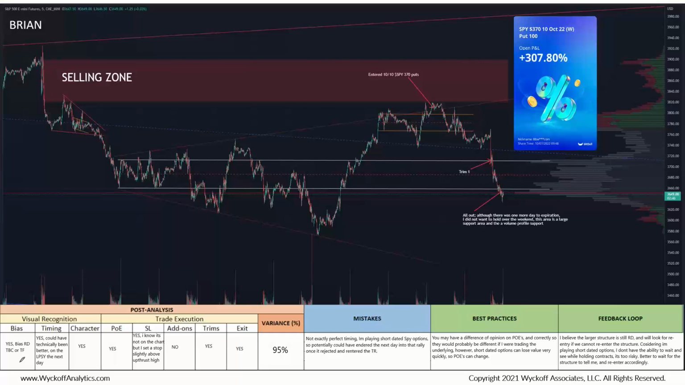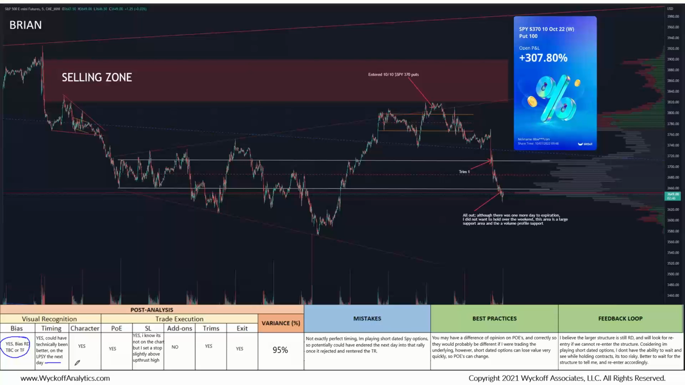But he's saying he did catch the bias correctly. It's a redistribution to be confirmed or to fail. So good catch there, Brian. His timing, yes, could have technically been better on the LPSY the next day.